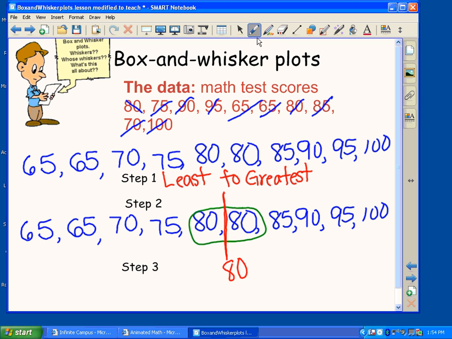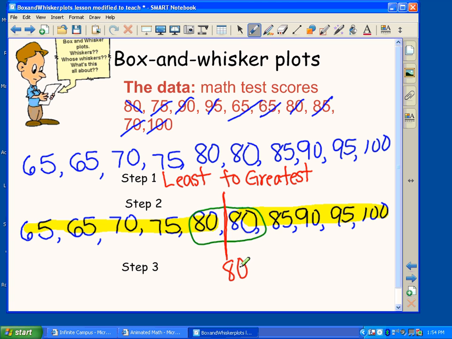Now what did this 80 do? If you look, we have two different groups of numbers. We have this side, that makes a group, and then we have this group. These are the smaller numbers, these are the larger numbers. Our median just split the group into two parts. I'm not going to use that median anymore. It's already done its job.